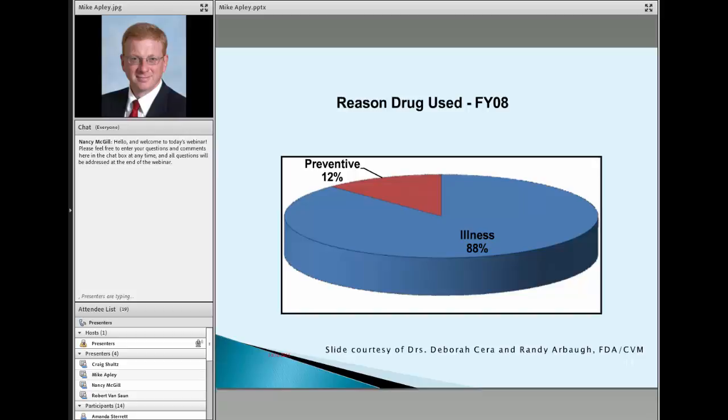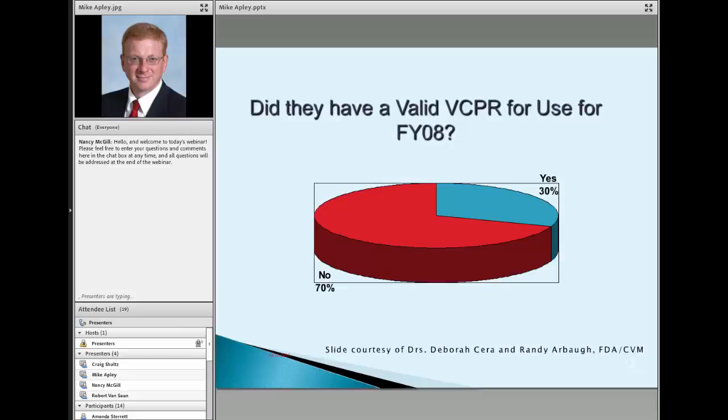So why were these drugs used that caused these residues? About 88% were used for an illness. Preventative use was only 12%, so the vast challenge comes in that dairy hospital. Here's one that is pretty telling. Only 30% of those violative residues had a veterinarian involved in the decision process in working with that dairy and prescribing those drugs. 70% of the violations were because of use outside of a veterinary client-patient relationship.